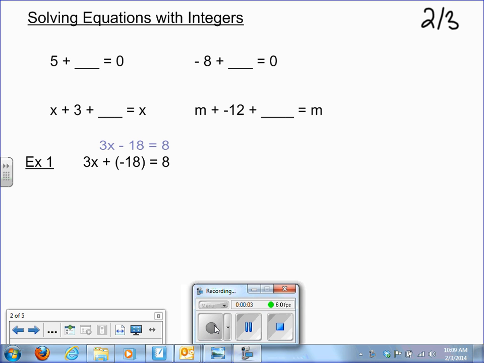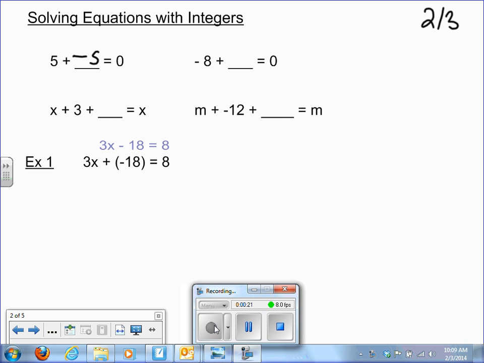Then we have integers. What is an integer, first of all? Who can tell me what an integer is? Madison: A whole number. A whole number that is either positive or negative or 0. Okay, good. So what would make this statement true? 5 plus blank equals 0, everybody. 5 plus negative 5. Okay.